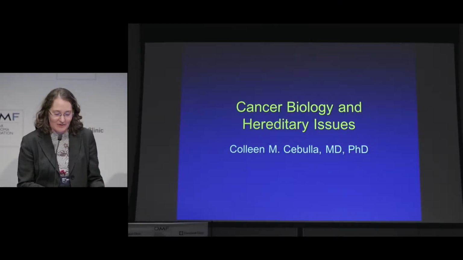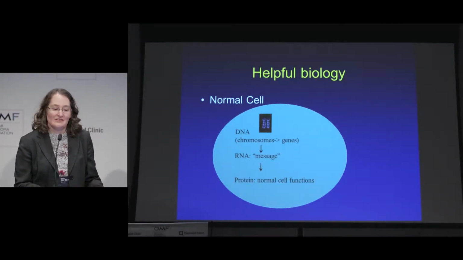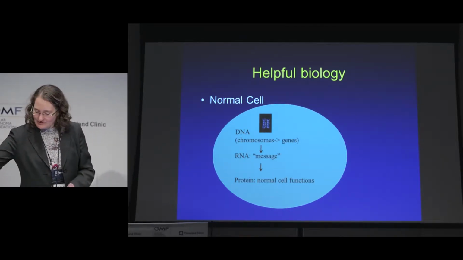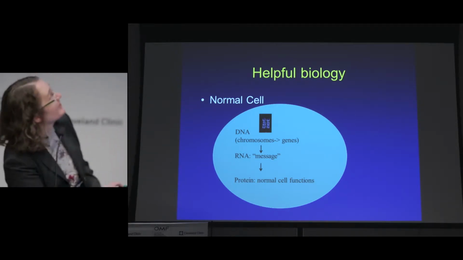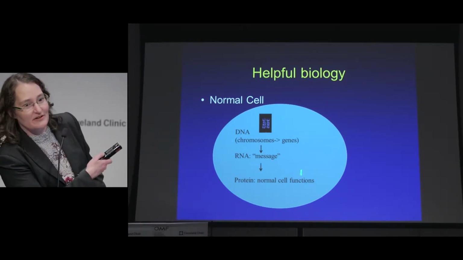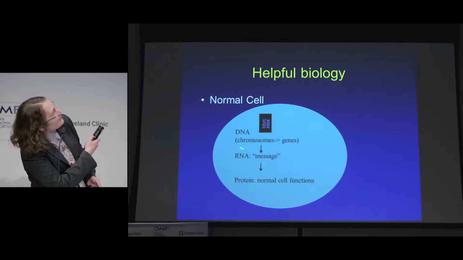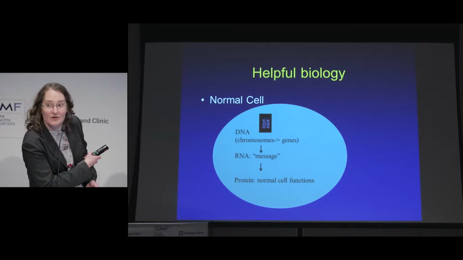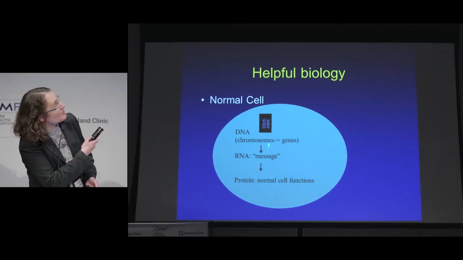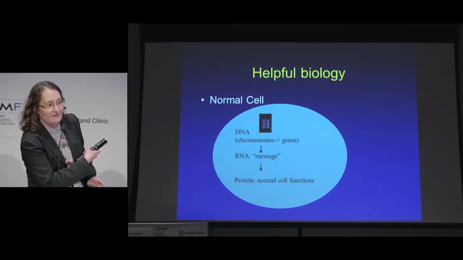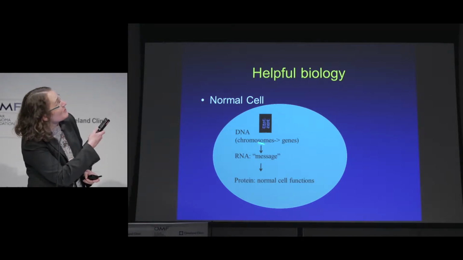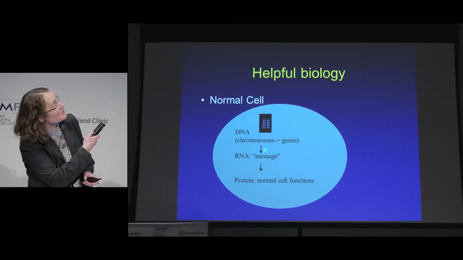So we're going to talk about cancer biology and hereditary issues. Just to start with, here's some helpful biology to know about when we're talking about all this genetic stuff. This is a normal cell in your body. You've probably heard of DNA, so that's your chromosomes. Here you have 2 copies of the chromosome, and that is composed of DNA, which is your genetic information. And each of those little individual pieces of genetic information are called genes. So a bunch of genes make up these chromosomes.